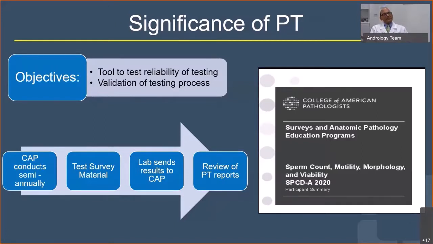The survey material is received twice a year, and the lab will designate a person or a technologist to conduct the test, and the test results are then reported to the testing agency, which will then provide us the review or the report of the proficiency testing, as you can see on the image onto your right. And based on that, we will be informed whether the person who conducted the test has passed those analytes and the lab is good for the proficiency testing for that duration of time. Next slide, please.